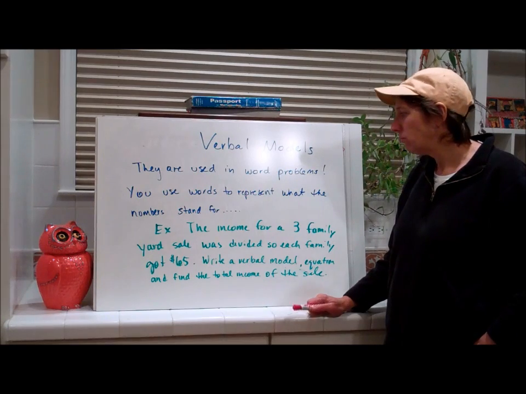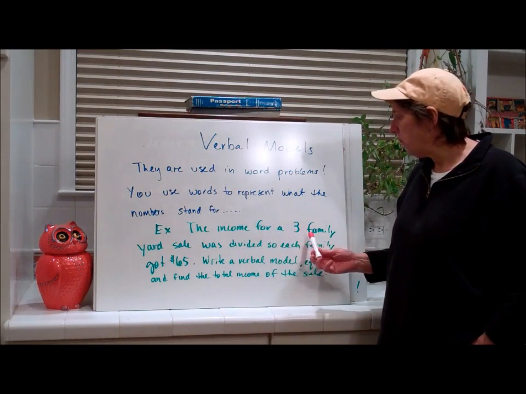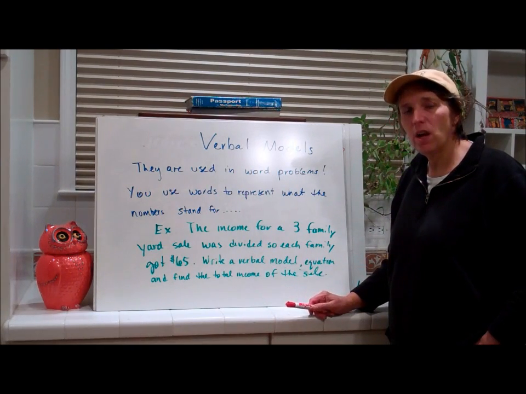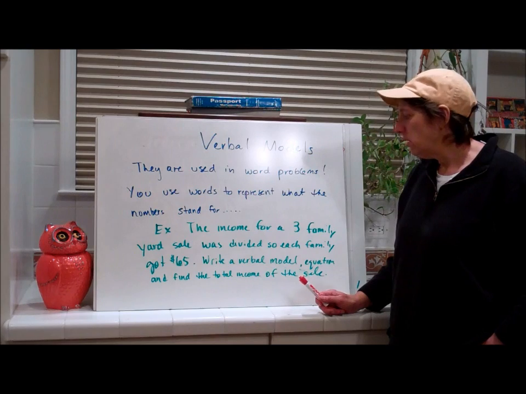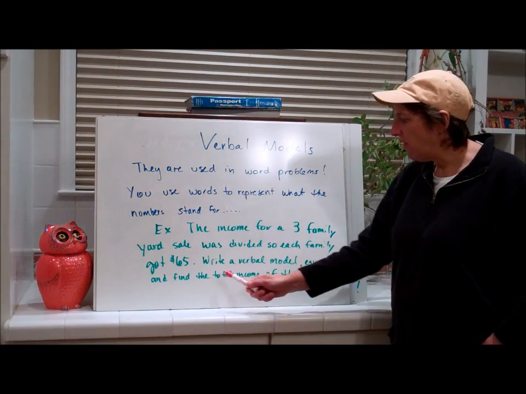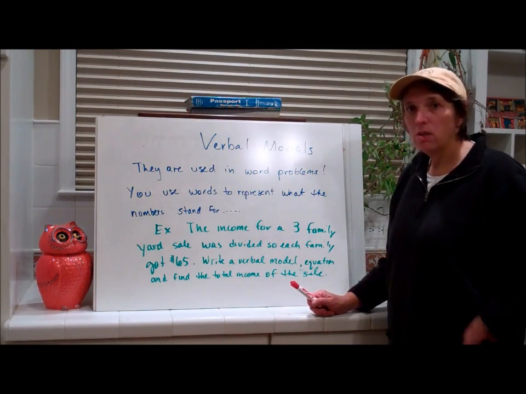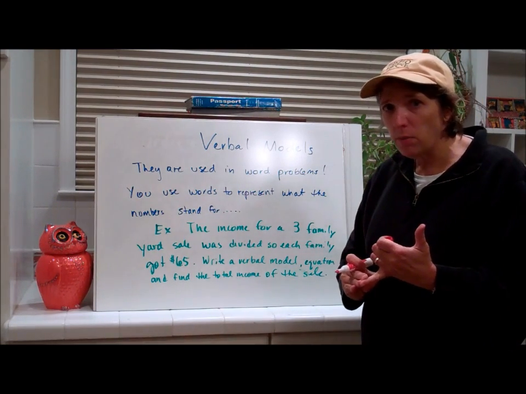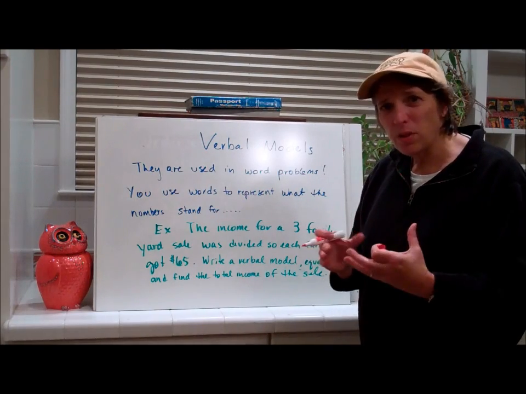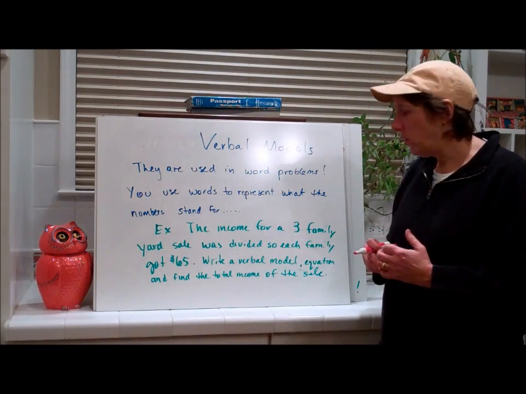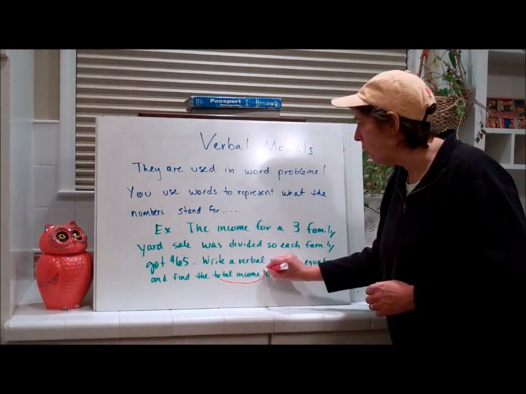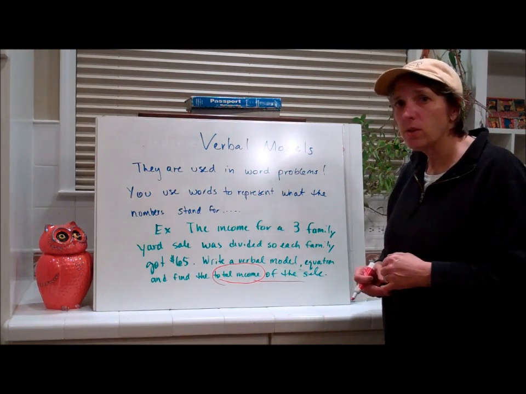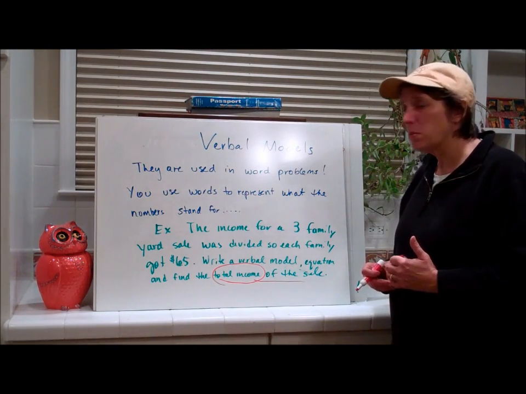So here we go. The income for a 3-family yard sale was divided so each family got $65. Write a verbal model, an equation, and find the total income of the sale. So you know each family got $65. You're going to use that problem-solving plan and the guess, check, and revise to help you set this up. We need to identify the question. They want to know the total income of the sale, how much they totally collected. That's the question. So that's step 1 of the problem-solving plan.